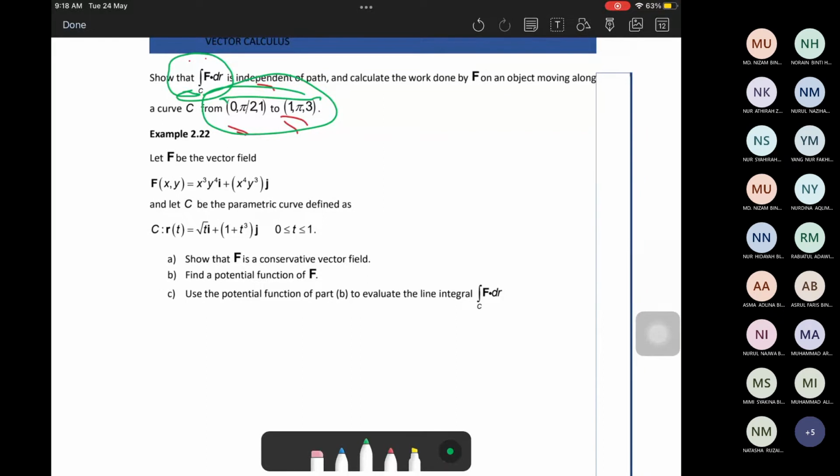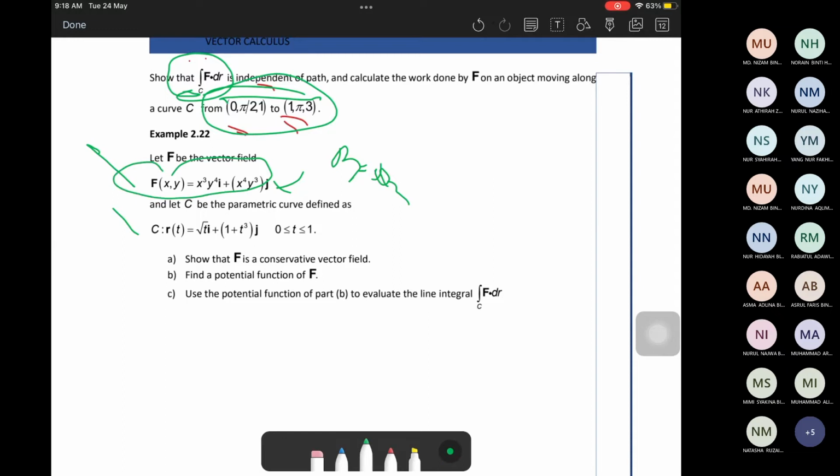Example 2.22 pun sama lah. Kita bagi f and c, dia bagi dalam bentuk rt. Okay, show that f is konservatif. Jadi tunjukkan dia f adalah konservatif, iaitu inilah py equal to qx. Okay, lepas tu after you can show that f conservative, then find the potential function. Okay, potential function daripada sini lah.